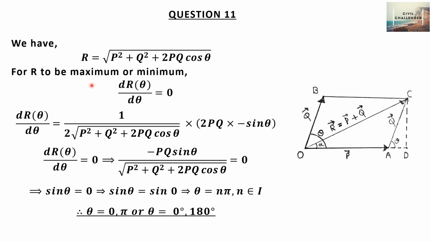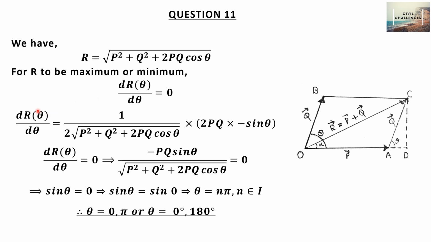So if we find the derivative of this function, first of all, we need to consider this as a function of a function. We need to apply the chain rule of differentiation. So first we need to assume that P square plus Q square plus 2PQ cos theta is equal to some other function u, and then differentiate this. So the derivative of root of u will be 1 by 2 root u, and then we need to multiply it with the derivative of u.